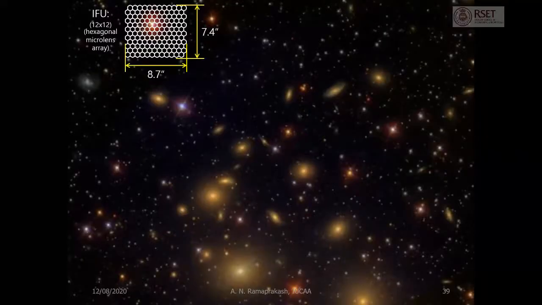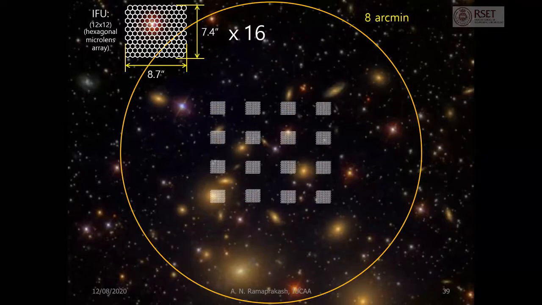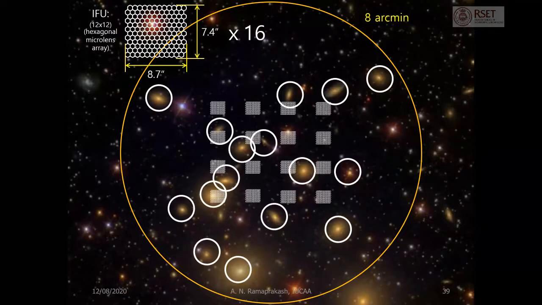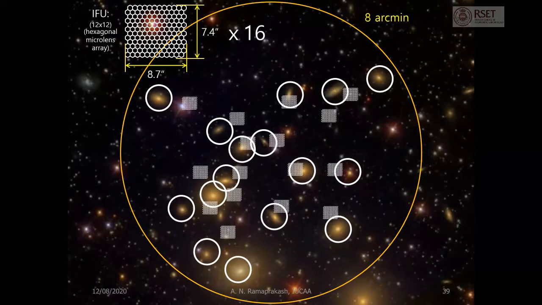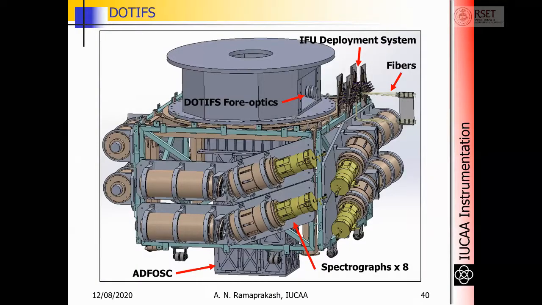If you want to look at multiple objects in the sky and do spectroscopy, let us say collect spectra from 2,000 objects in the sky, you have robotic systems which point your spectroscope at each of those objects and keep measuring spectra from a large number of objects. This is called the Davison Optical Telescope Integral Field Spectrograph, an instrument being built at IUCAA.